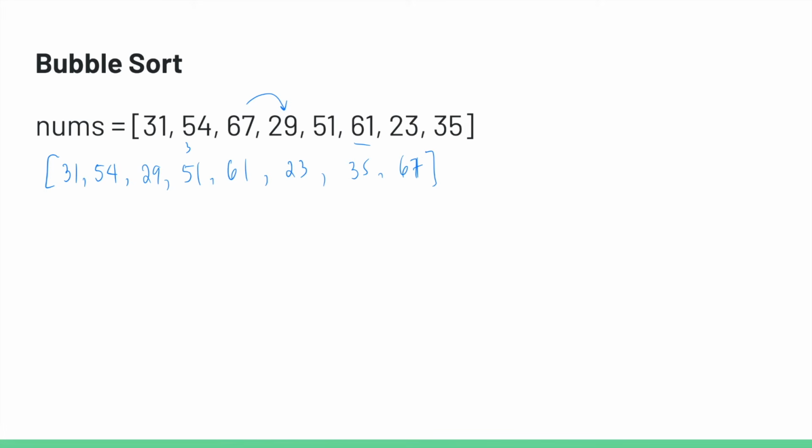Now, one thing you might notice is that this array is still not sorted. We need to have multiple passes to go through the array until we can actually sort it. And we tend to run this for the number of elements there are in the array itself. So now that we've done that, let's see again what we're going to do. So we've got 31 and 54, all's good, but 29 is less than 54, so we need to swap those. So we're going to have 31, 29, and 54. And now 54 is greater than 51, so we're going to have 51 and 54.